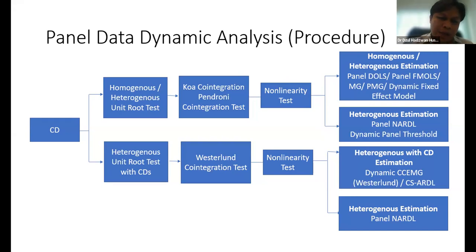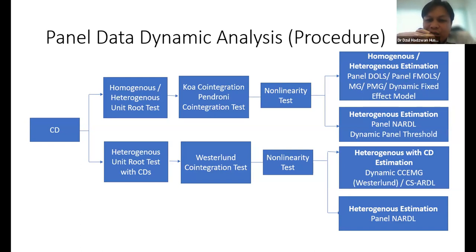If we find that our data, our model, and our sample has a problem of cross-section dependence, then for the unit root test, we need to use a unit root test that can relax the problem of cross-section dependence. And for the co-integration test, up to now we just have the Westerlund co-integration test to deal with the cross-section dependence problem. So again, we need to do a non-linearity test.